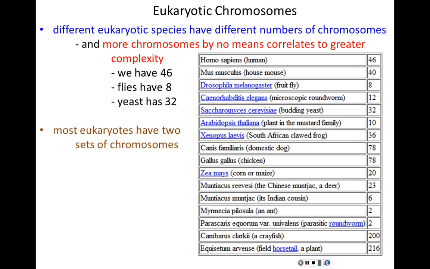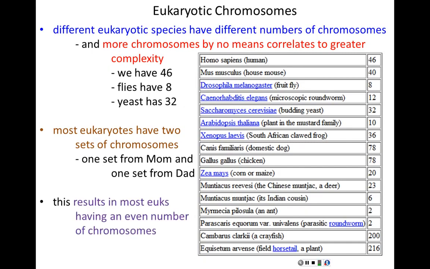And most eukaryotes have 2 sets of chromosomes. This is why the numbers that you see in front of you are even numbers. Those 2 sets come because one set came from your mother and one set came from your father. The lowly ant got 1 chromosome from its mommy ant and 1 chromosome from its daddy ant, but that gave baby ant 2 chromosomes. We get 23 chromosomes from mom and 23 from dad, giving us our full set of 46. So most eukaryotes do have an even number of chromosomes because they're doubling the number of chromosomes that they get from each parent.